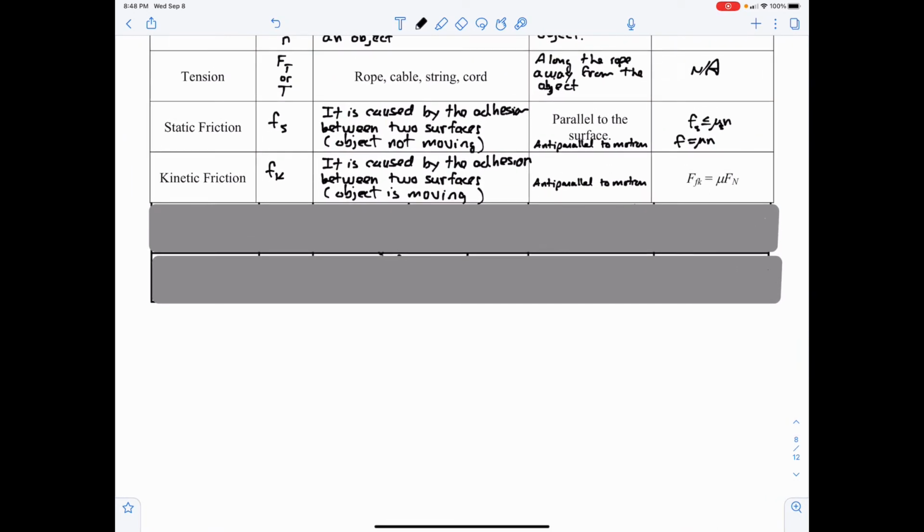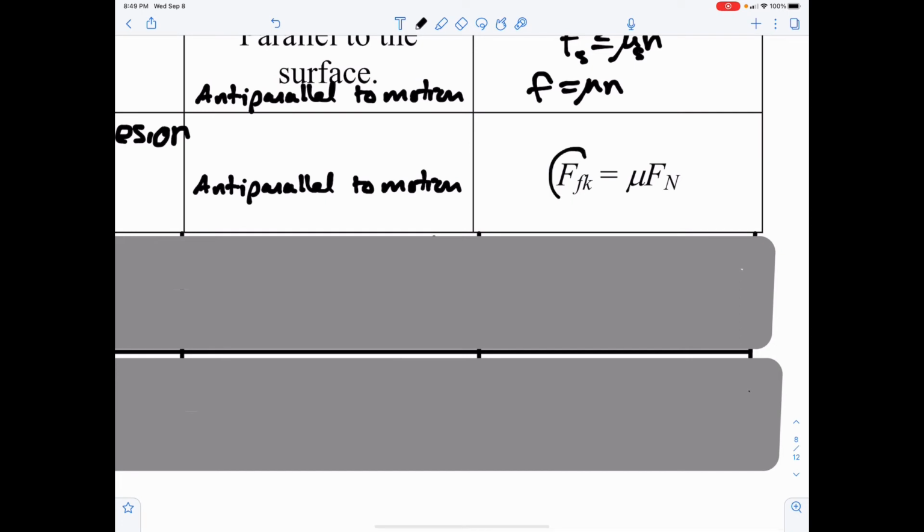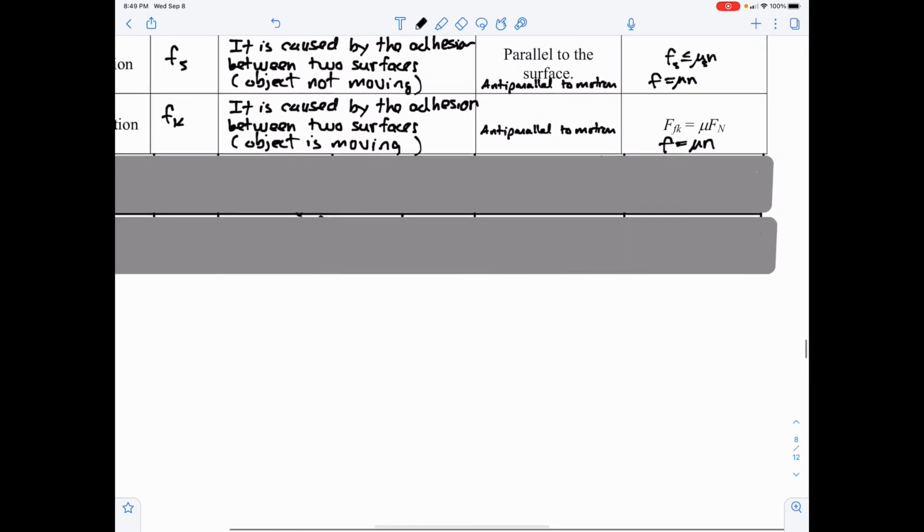Kinetic friction will be written as little f sub k. That, of course, is caused by the adhesion between two surfaces where the object and the surface are now moving relative to each other. And again, it's drawn anti-parallel to motion. That means against motion. Now, this is one way to write it, if you're using big F sub little f as the force of friction. I prefer to write it as friction is fun. Little f equals mu times normal force.